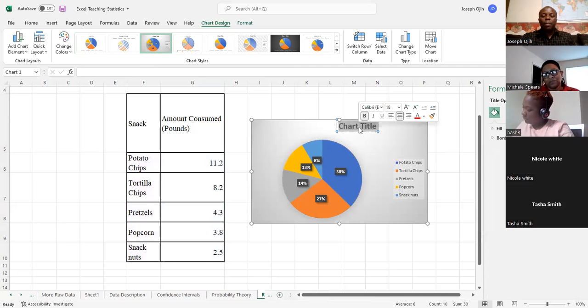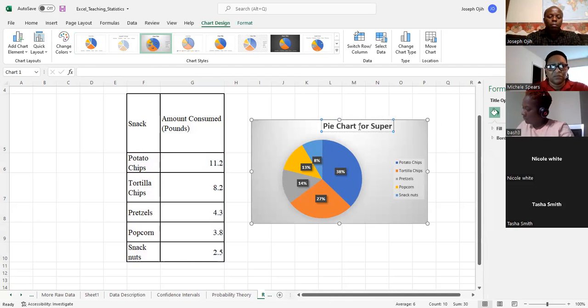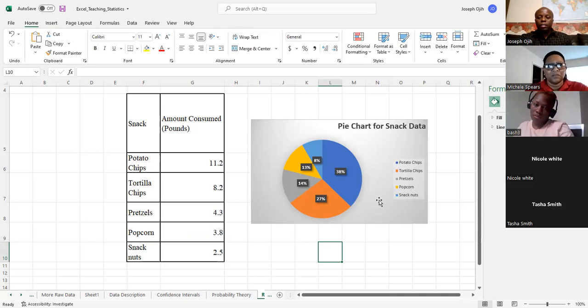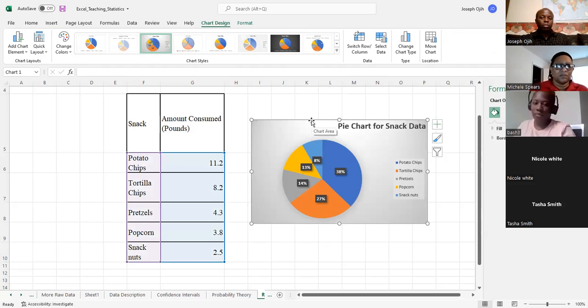Let me say, pie chart for Super Bowl snack data. So now you have it here. You can see that now you have it in Excel. Next thing is to move it to the question.